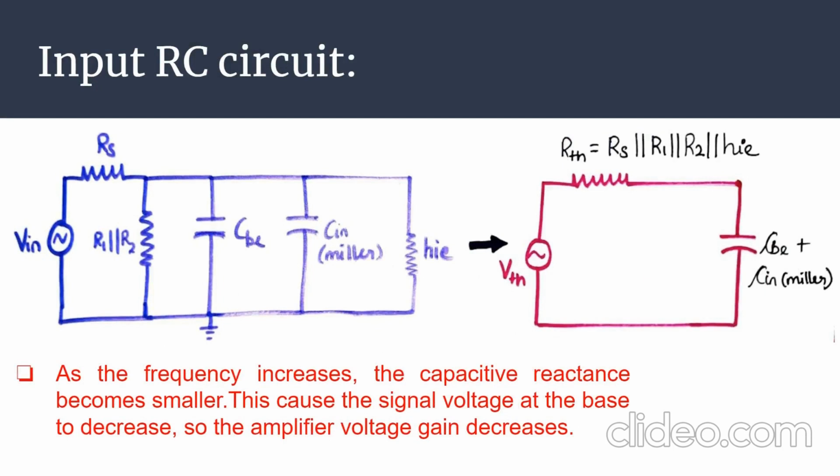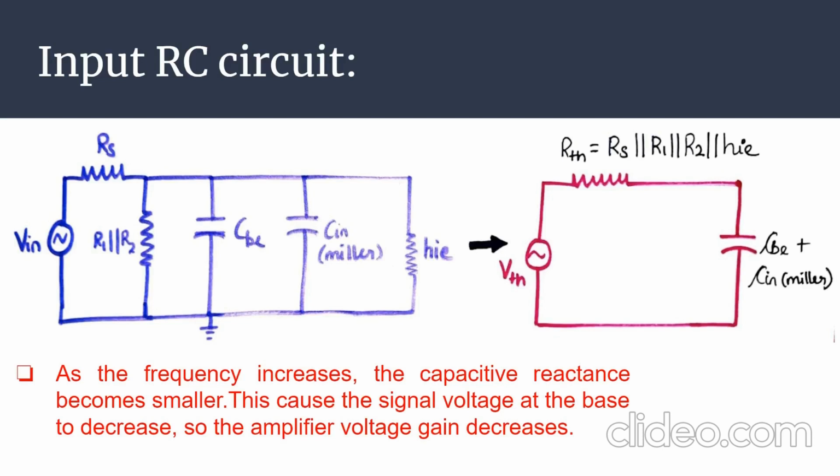Now, for the analysis of the RC circuit at high frequencies, the input side and output side are dealt with separately, and at last we will observe the total frequency response. First, let us look into the input RC circuit. As shown in the figure, it has the voltage source, the source resistance, and R1 and R2 in parallel combination. Then the input capacitances available are CBE and C in Miller, and this HIE is obtained by replacing the transistor using the hybrid model.